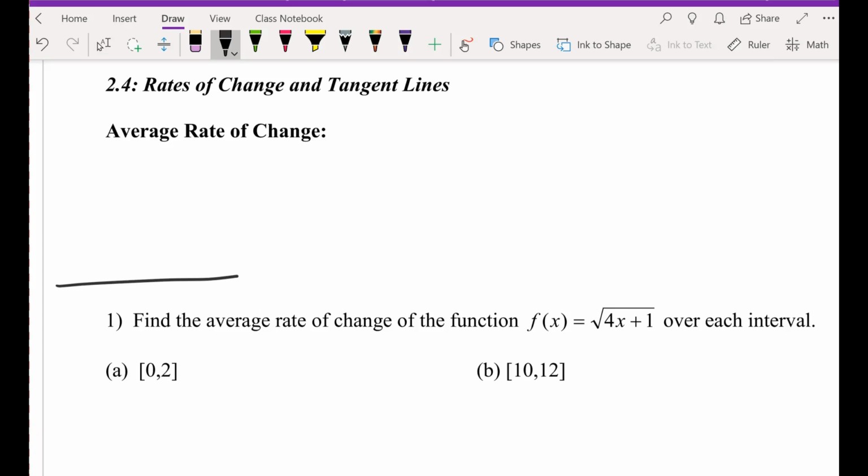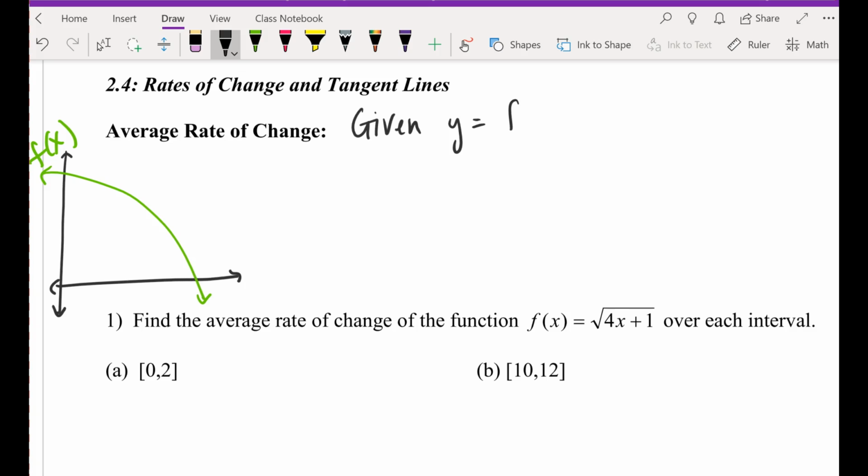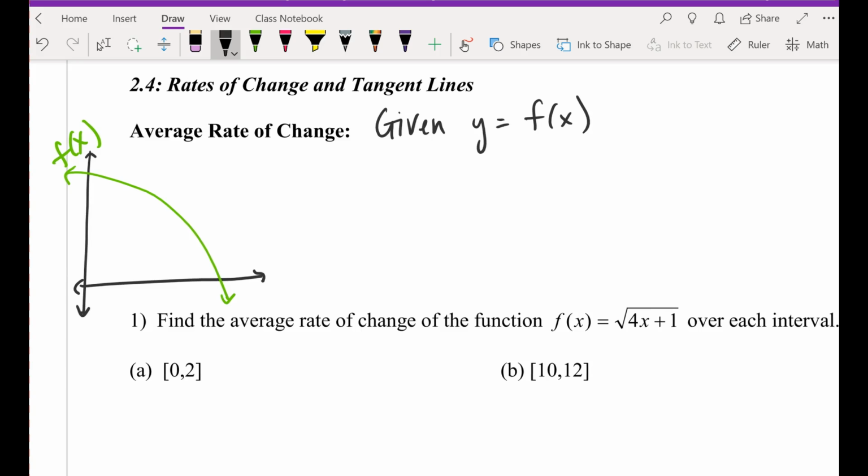Okay, average rate of change. So let me give you a made-up curve. Wow, there you go. Let's call this f of x. So based on our curve, given y equals some random function, like I made up that green one, let's call it f of x.